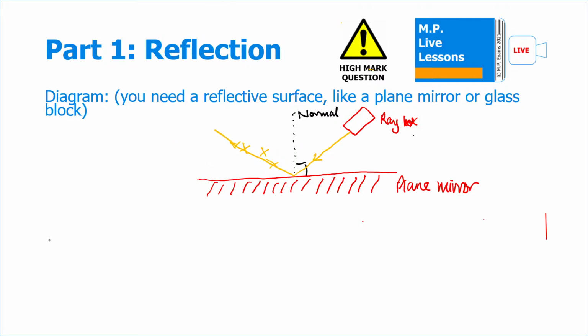Now you'll measure some angles here. First of which is the normal to your incident ray, your incident or incoming ray, and that will be called this angle here, the angle of incidence, and this angle here, which is your angle of reflection, from the reflected ray to the normal.